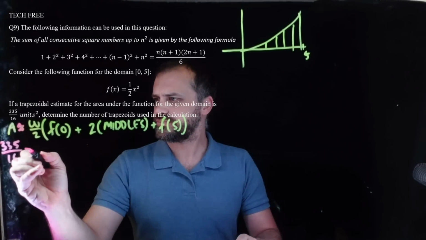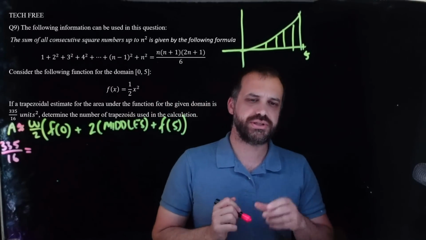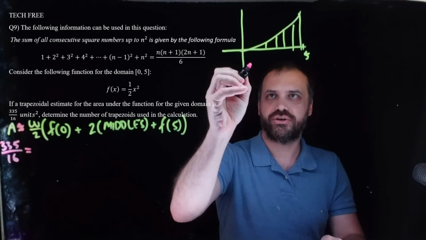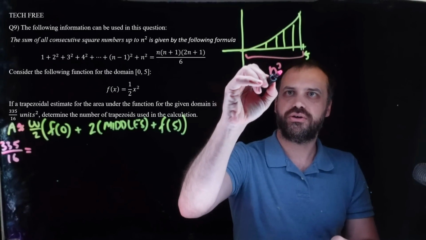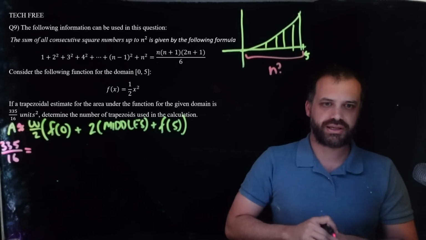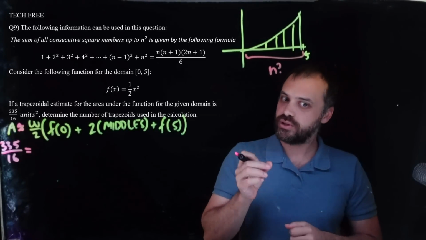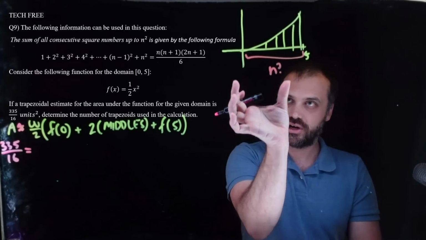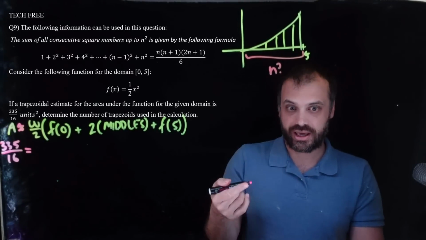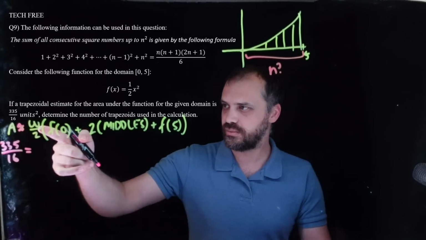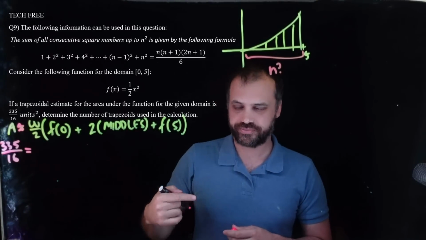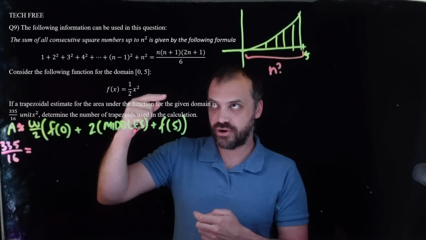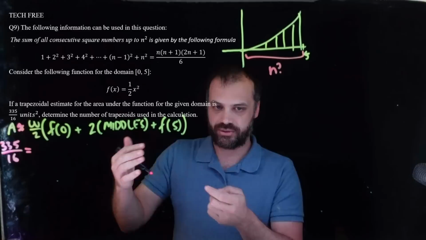All right. What about this W? What's that? That's the width of each strip, right? And the thing that we don't know is N. We don't know how many times it's been cut up. But we know that the width of each strip would be equal to the number 5 divided by N, divided by the number of strips. So W is equal to 5 over N. So W over 2 is equal to 5 divided by N divided by 2.